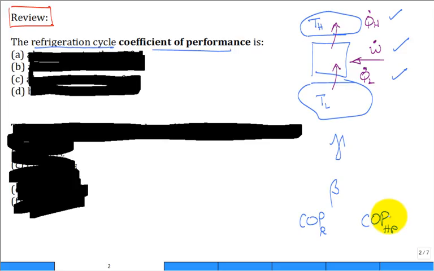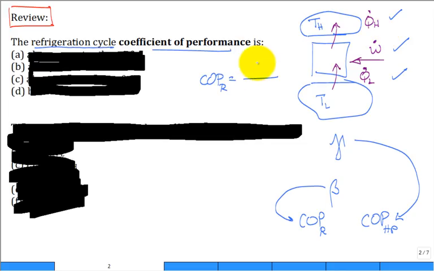Otherwise, I have to interpret what's gamma, what's beta, right? But I think some of you were saying that this beta in our textbook is COP of the heat pump, and gamma is COP, I'm sorry, of the refrigeration. Then gamma is COP of the heat pump. Anyway, there you go. So what I asked was what is the coefficient of performance of the refrigeration cycle in terms of these W dots and Q dots?